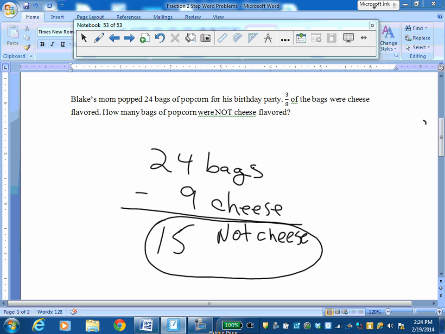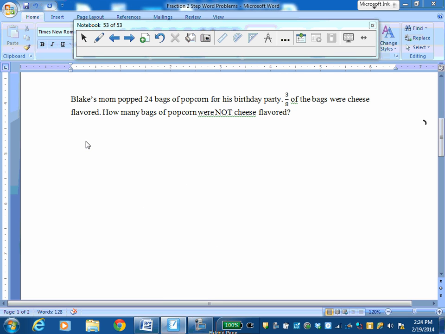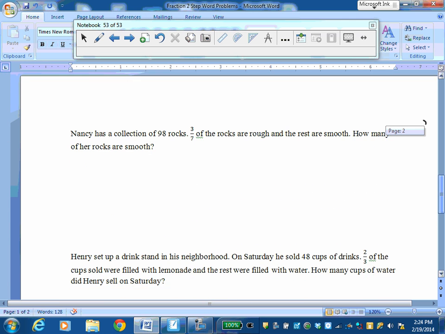So it took 2 steps to solve the problem. First we found out how many were cheese, because that's the part it gave us the fraction for. And then from there we could figure out how many had no cheese. Okay. So let's look at one more example, and then I will leave you to do your homework. Okay, so here's another one.